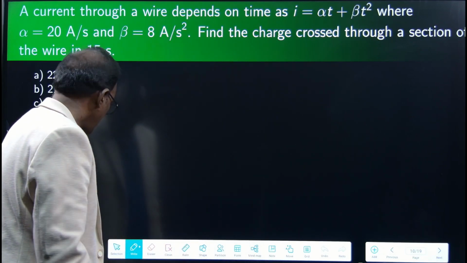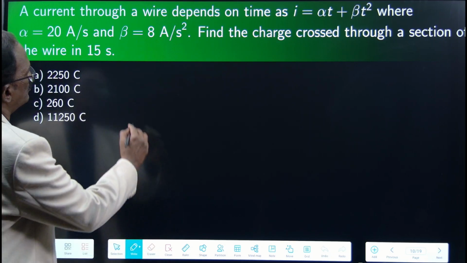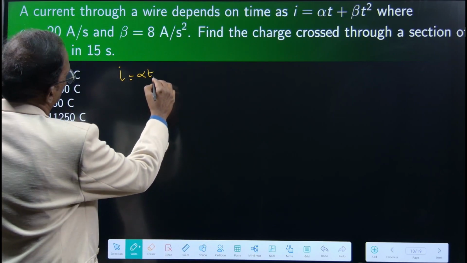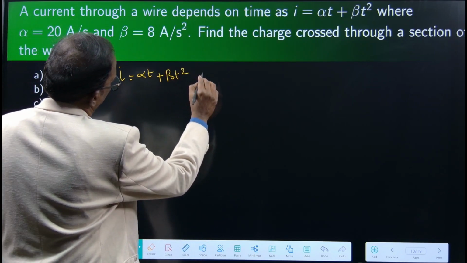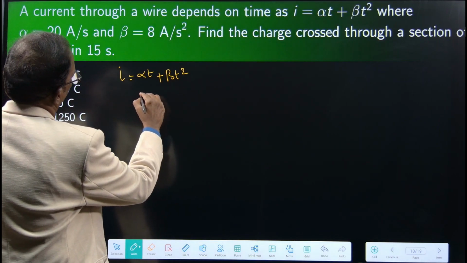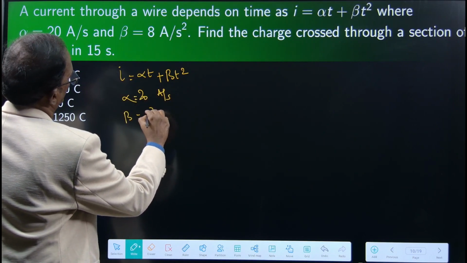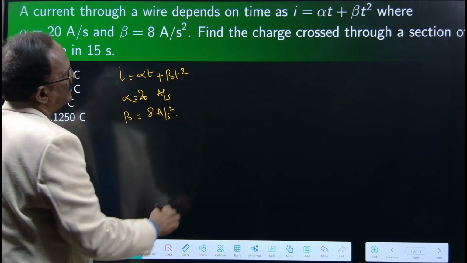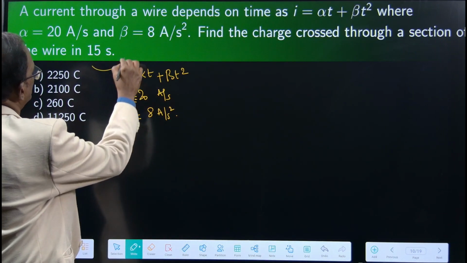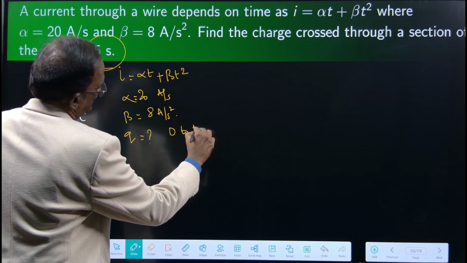Next problem. A current through a wire depends on time as I is equal to alpha T plus beta T square, where alpha is equal to 20 ampere, beta is equal to 8 ampere per second square. Find the charge crossed through a section of the wire in 15 seconds. Q crossed from 0 to 15 seconds.